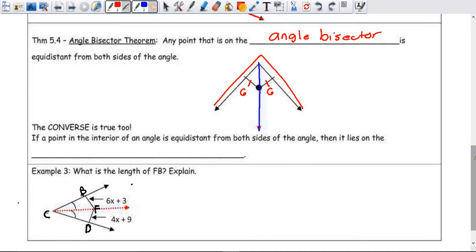Also with that, you have the converse. It says if a point on the interior of an angle is equidistant from both sides of the angle, then it lies on the angle bisector.